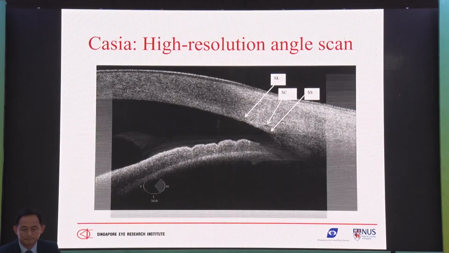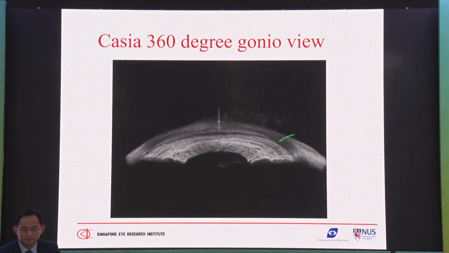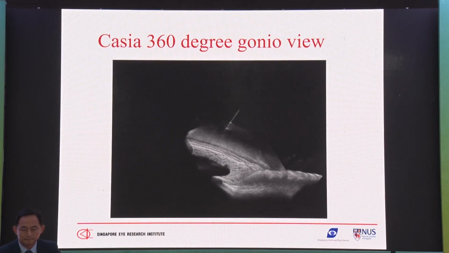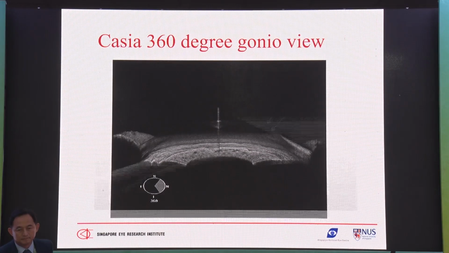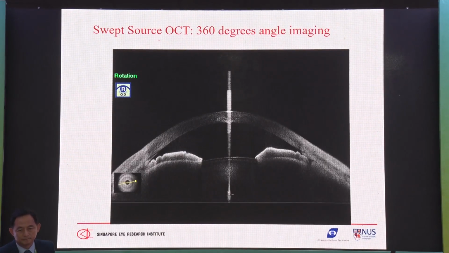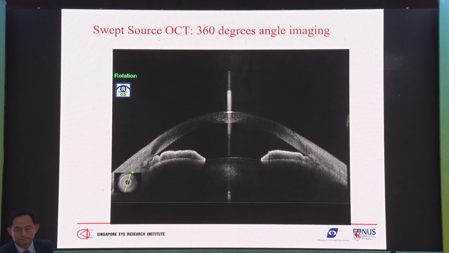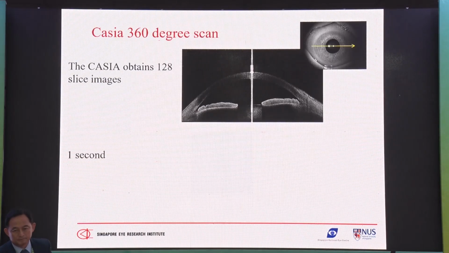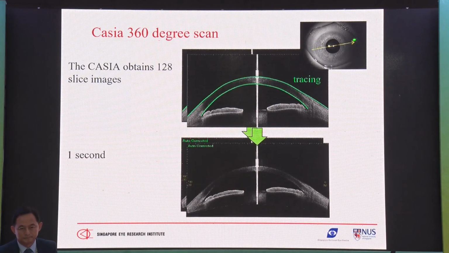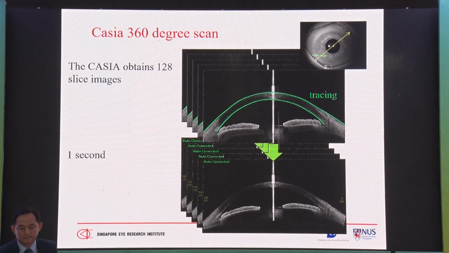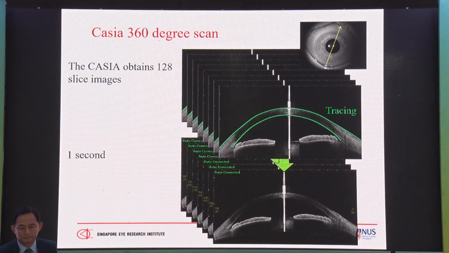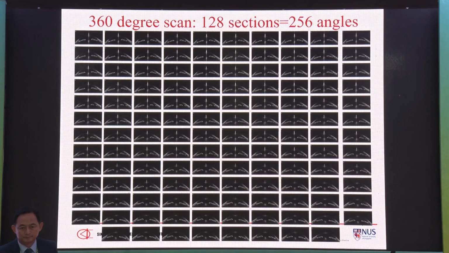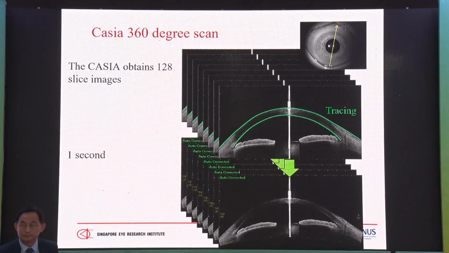But what is useful about the Swept Source is they can do a 360-degree view of the angle, and this looks very nice, but this scan is not that useful clinically. But the scan that I like to use is this one, where you can see here, in this arrow going around, the Casia takes 128 cuts of the angle and then reconstitutes this in a video. So what it does here is that it takes in 1 second multiple cuts. You can see the yellow arrow going around the angle in 360 degrees. And then it comes out with the output like this. So basically this is what it does. It takes 128 cuts, and so you can see 256 angle images.